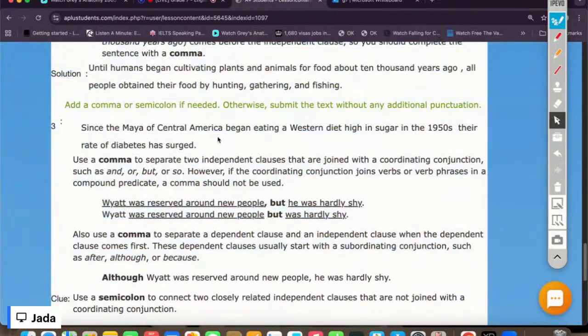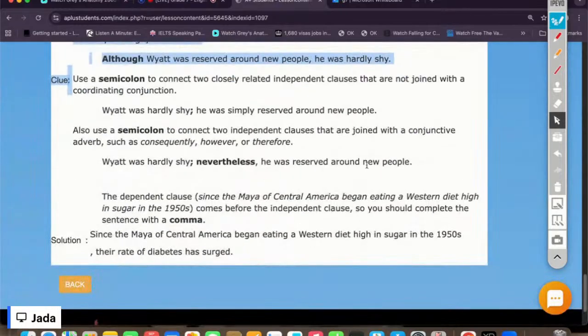So let's look over here. Since the Maya of Central America began eating a Western diet high in sugar in the 1950s, their rate of diabetes has surged. So there's a space here. What do we have here? Since is what? A subordinating conjunction. So that means the first part is a dependent clause. So we have to put a comma in between the dependent and independent clause.